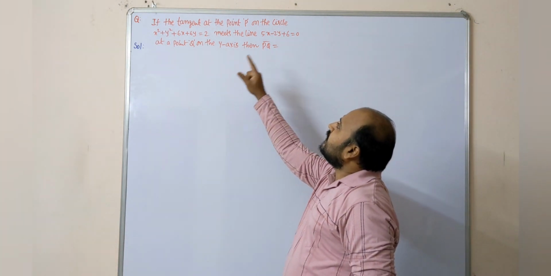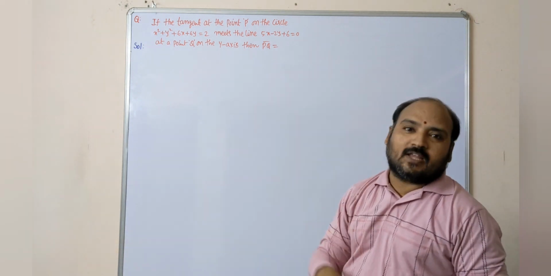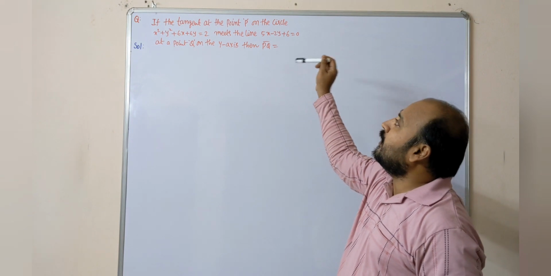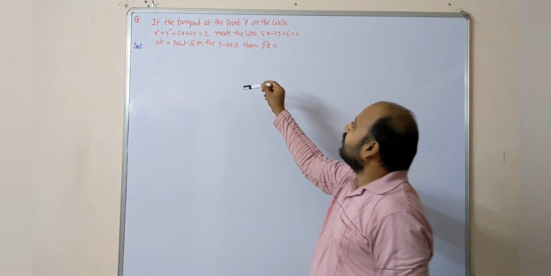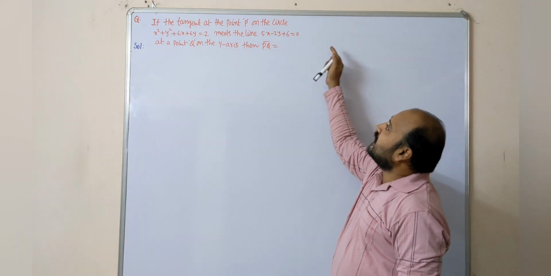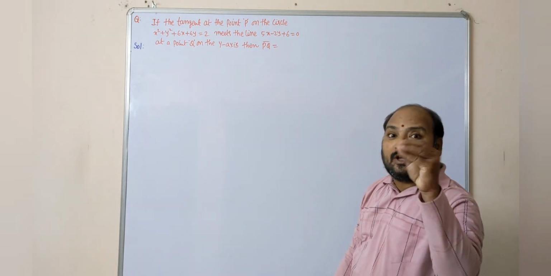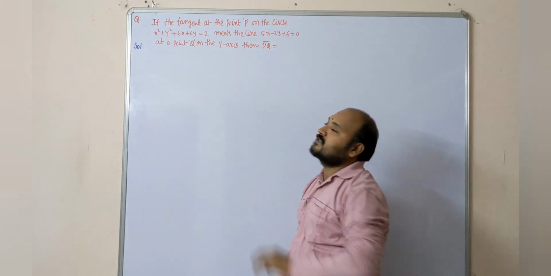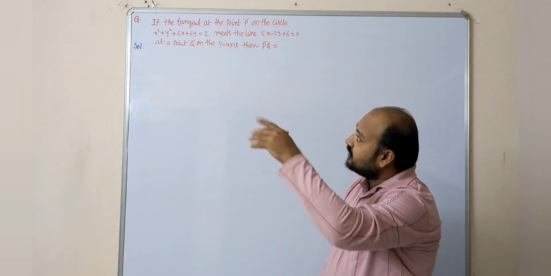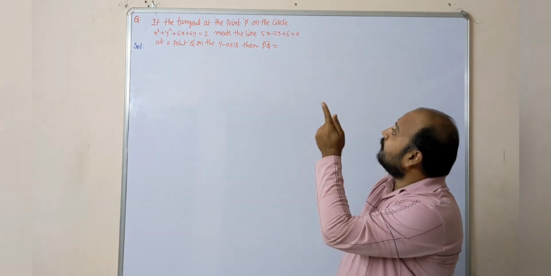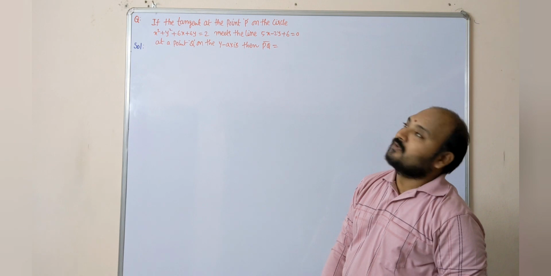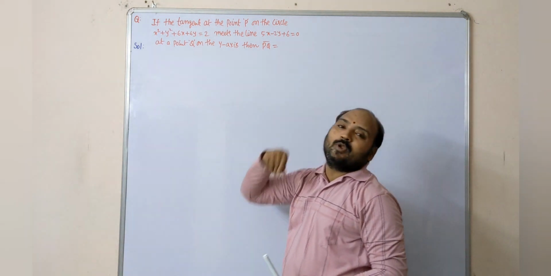If the tangent at the point P on the circle meets the line 5x minus 2y plus 6 equal to 0 at the point Q on the y-axis, here the twist is there. The tangent to the circle meets the line on the y-axis. Then PQ equals what?